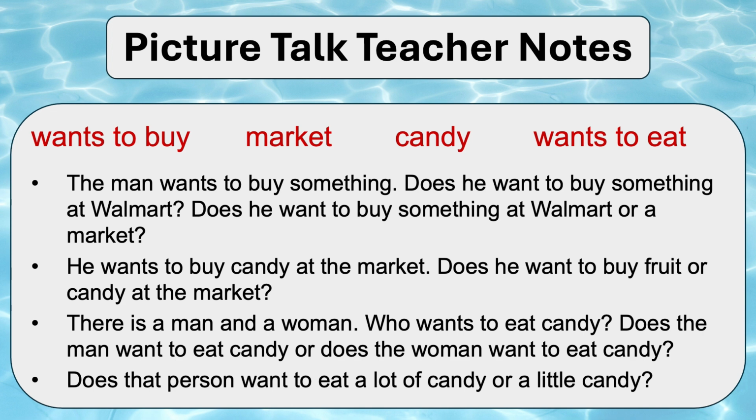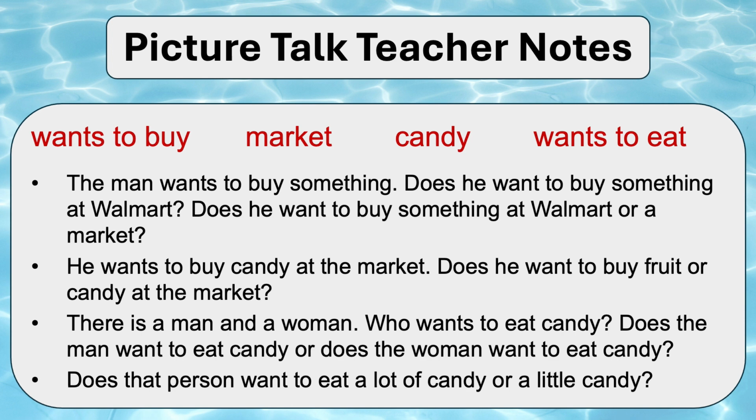For the first bullet point, the man wants to buy something. So there I've used want and to buy together. Does he want to buy something at Walmart? Does he want to buy something at Walmart or at a market? So in this example, my discussion is going to head more towards what's the difference between a market and where my students might buy candy or something like that in the United States, or what's in our community where students would go to buy these types of things.